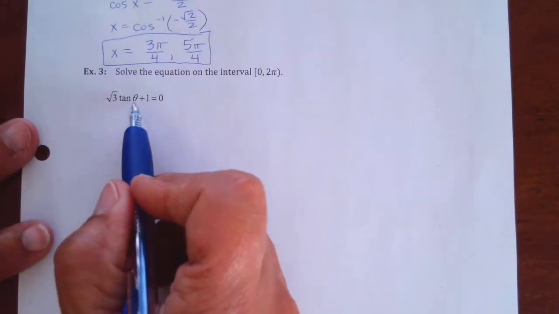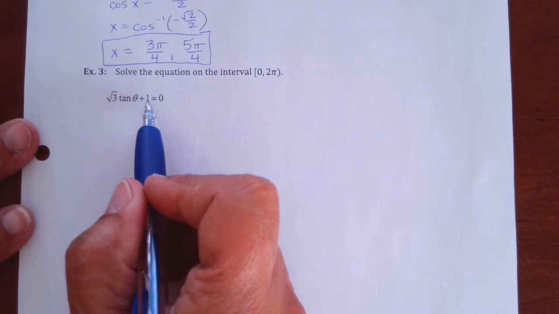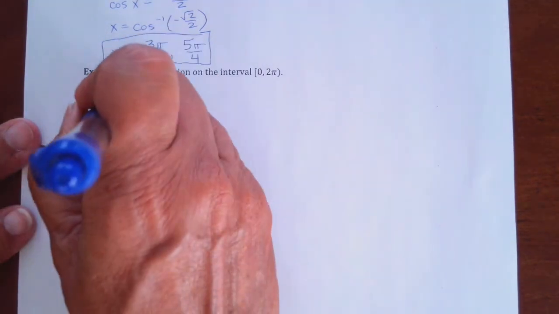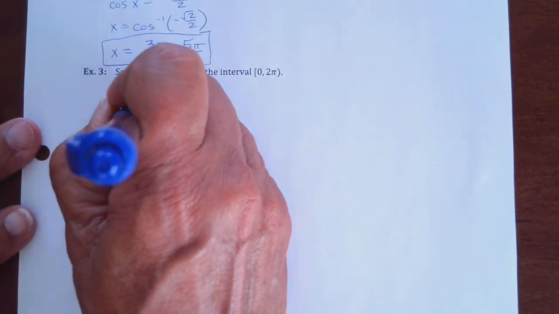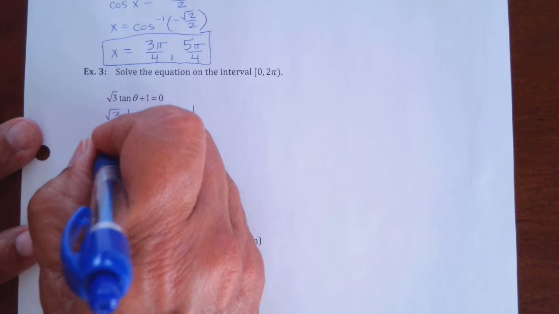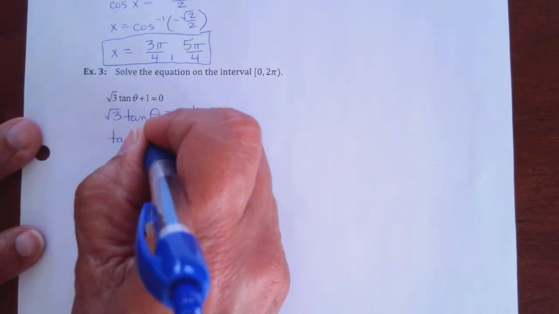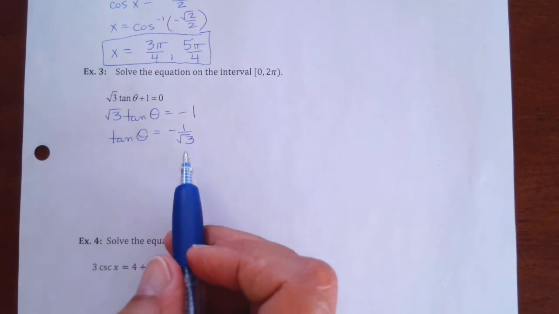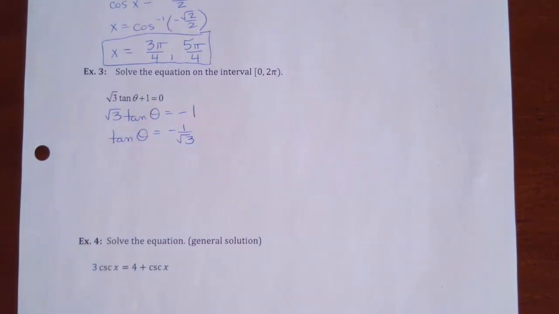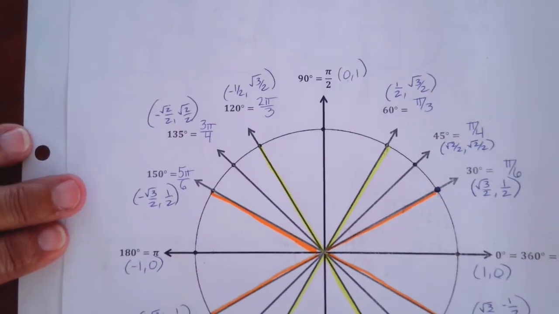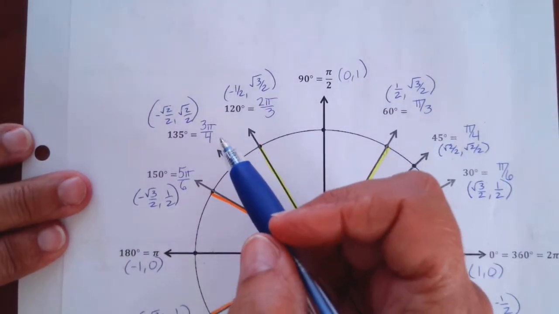Solving for theta, work your way from the farthest away and then work yourself closer to tangent. So first thing we're going to do is subtract 1, divide by the square root of 3. Now this one I'm not going to rationalize because it's easier to find this on your circle, leaving it that way. So remember, tangent is y over x. So tangent is negative in the second and the fourth quadrant.